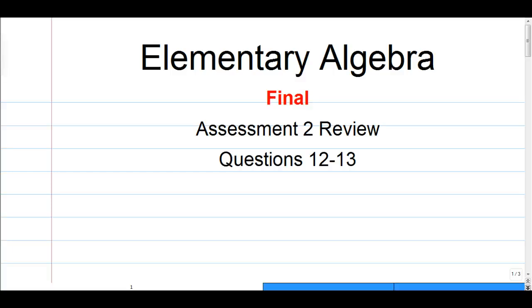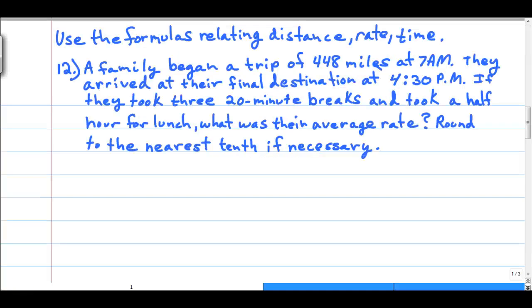Elementary Algebra, Final Assessment 2 Review, questions 12 and 13. For question number 12, the instructions read, use the formulas relating distance, rate, and time.